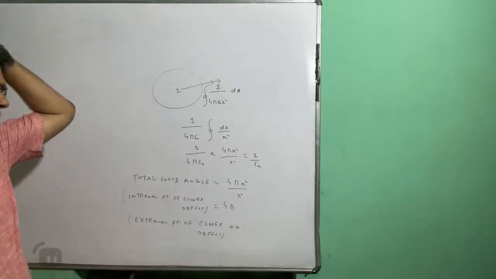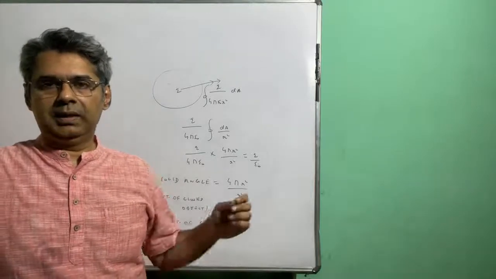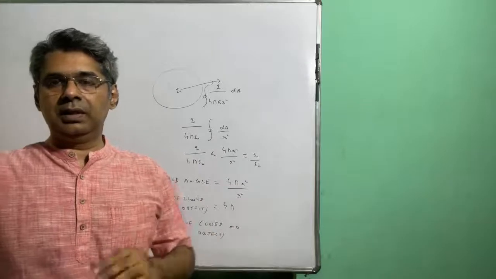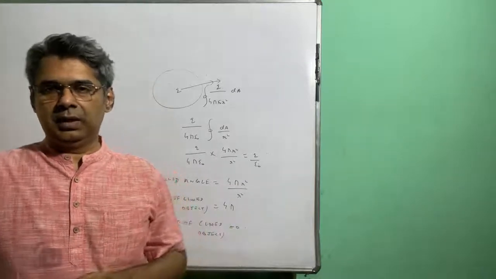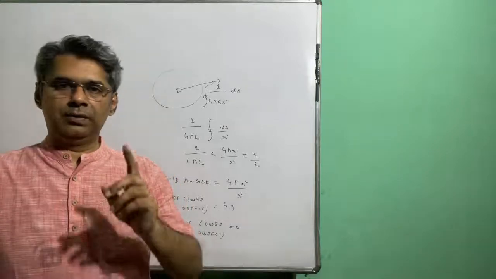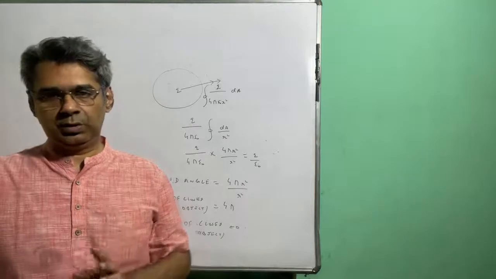Now in Gauss's law, you have to remember a couple of things. First of all, the Q which I have written is only the enclosed charge. Any charge which is outside the closed surface is not counted. So you have to keep that in mind. That is point number one: Q has to be the enclosed charge.